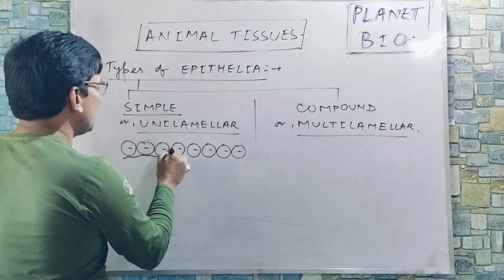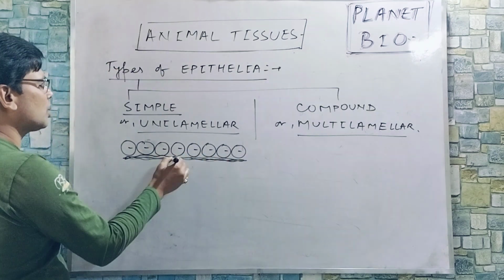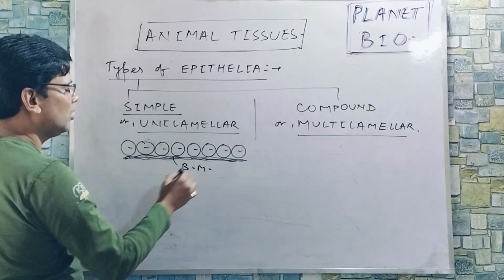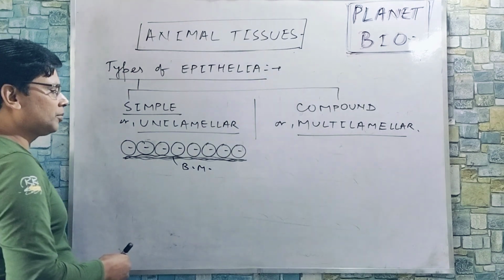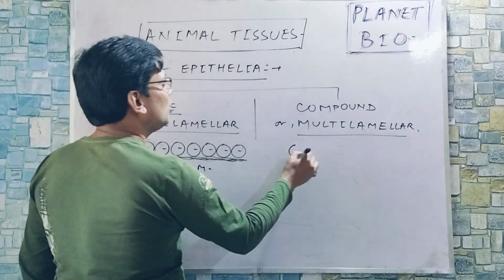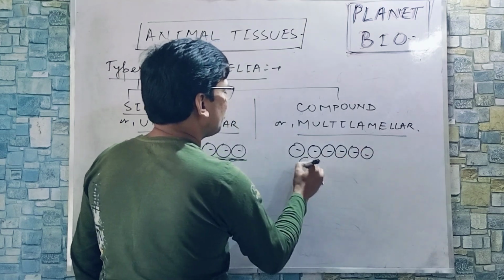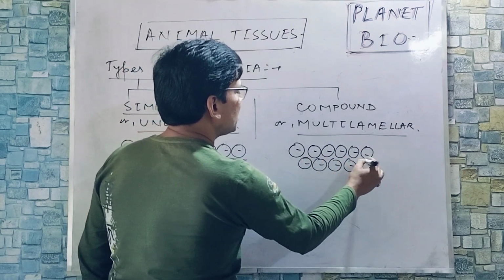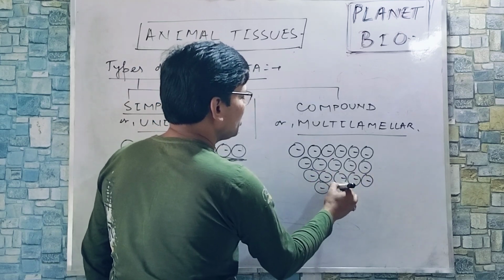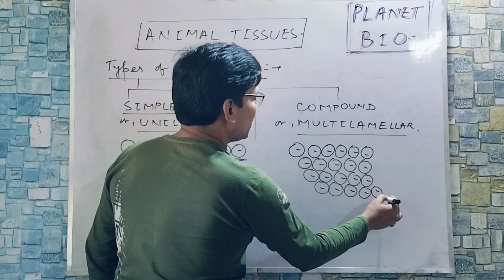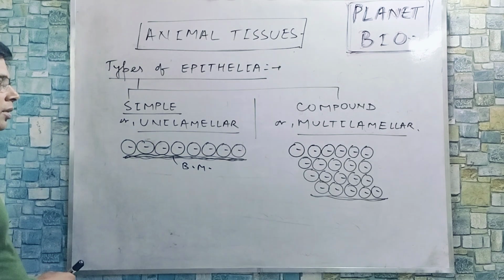But these cells may be arranged on a particular membranous structure. That's what we call basement membrane, and it provides nourishment and protection as well. Here in compound or multilamellar epithelia, you can find epithelial cells arranged in more than one layers, and this is meant for protection from different kinds of stresses, chemical, osmotic, thermal.